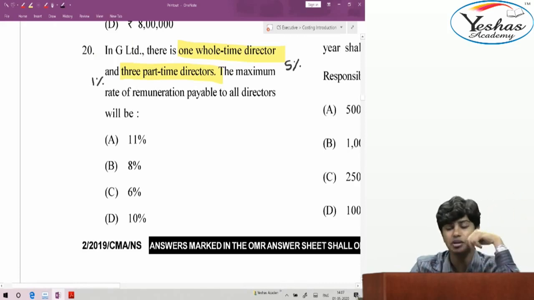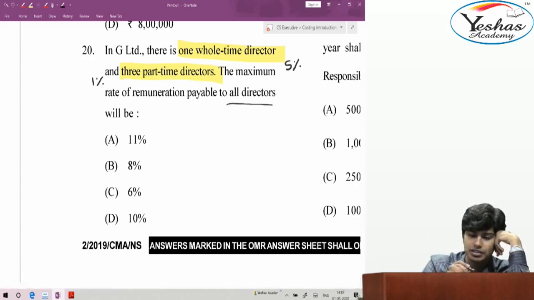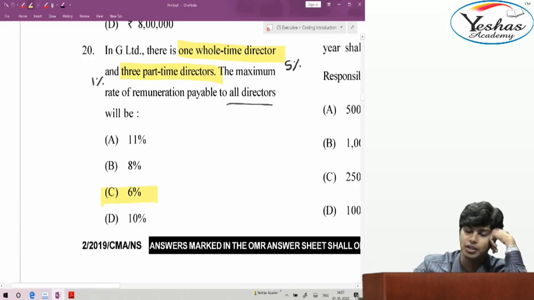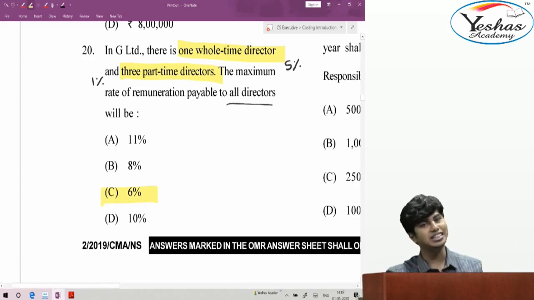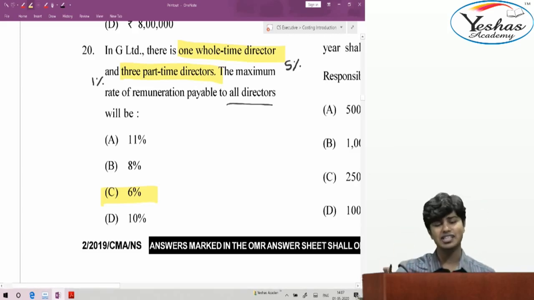The maximum rate of remuneration payable to all the directors, whole-time directors and part-time directors together, how much are they eligible to? 6%. How? 5% towards the whole-time director, 1% towards the three part-time directors. So the maximum remuneration that can be paid is 6%. Sir, when will the answer be 11%? When there is more than one whole-time director in the organization, this 5 will become 10, this will remain 1, and the answer will be 11.